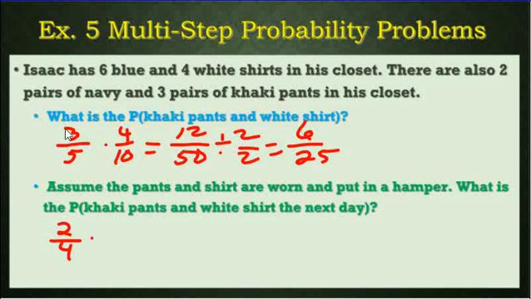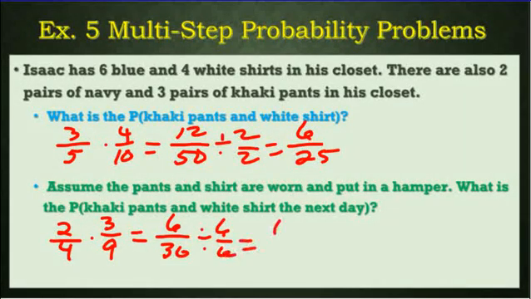And then the shirts, you only have 9 shirts left over. 4 of them were white, but you wore 1, so now you only have 3 left over. So I can simplify this. This would be 6 over 36. Divide by 6, which would be 1 over 6. So you have 1 out of 6 chances of picking khaki pants and a white shirt the second day.